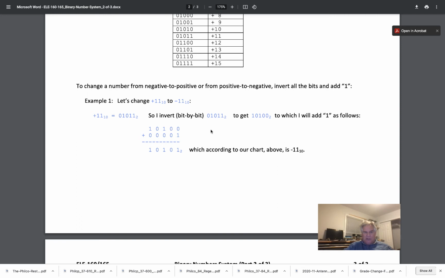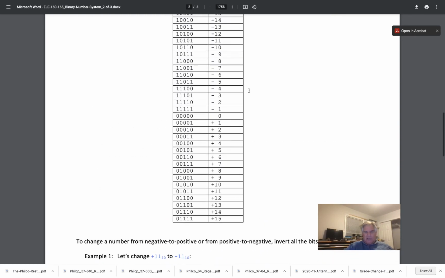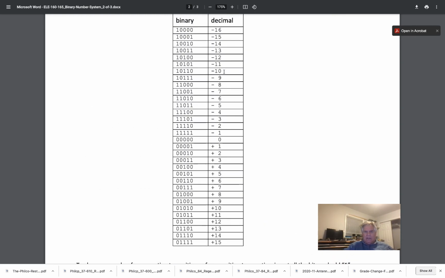I add 1 as follows. Well, here's my 1, 0, 1, 0, 0, and then I add 1, and there's no carries here. This one's actually easy to do, and I get 1, 0, 1, 0, 1. And that's negative 11. And if we look up on our chart here, negative 11 is indeed 1, 0, 1, 0, 1.